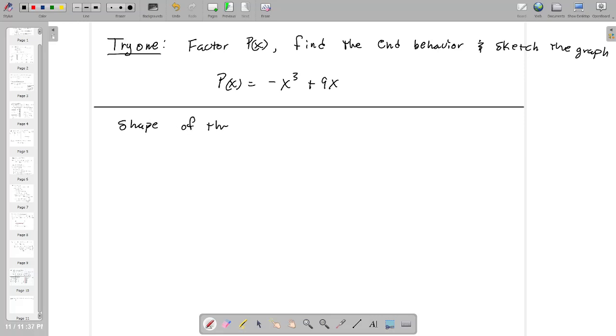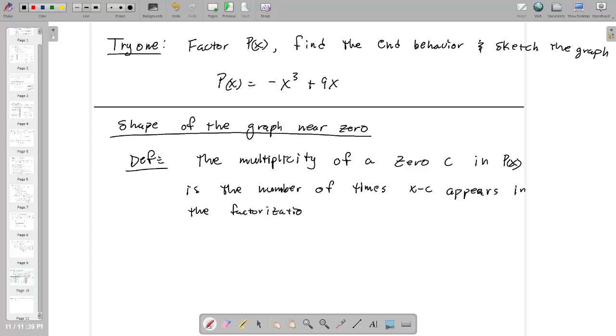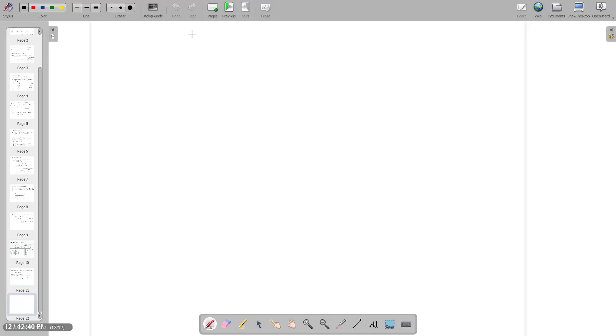The next topic I want to talk about is the shape of the graph near 0. Definition: the multiplicity of a 0, c, in p of x is the number of times x minus c appears in the factorization of p of x. What I really want to talk about here is the shape of the graph for different multiplicities of roots.